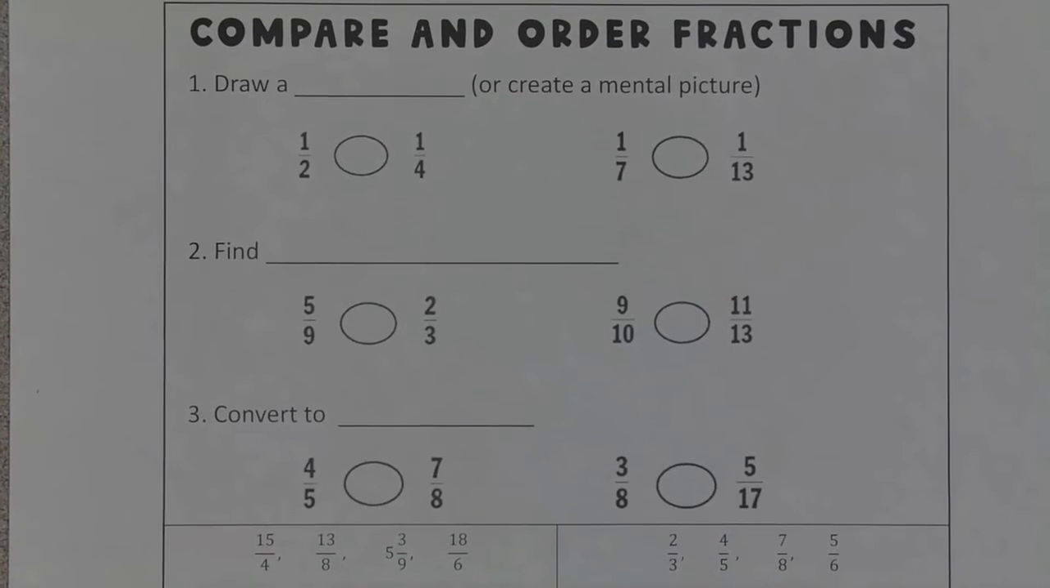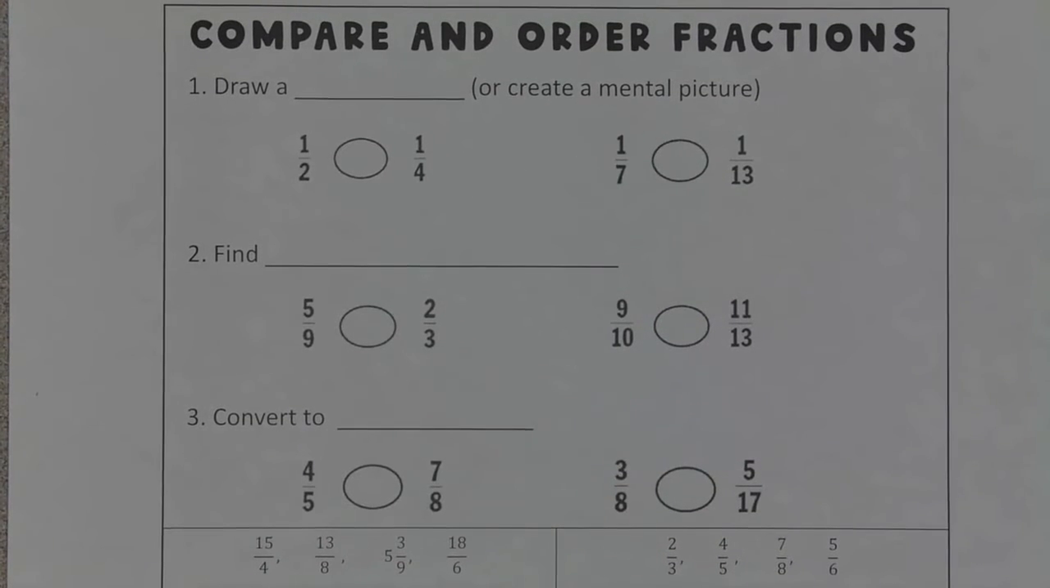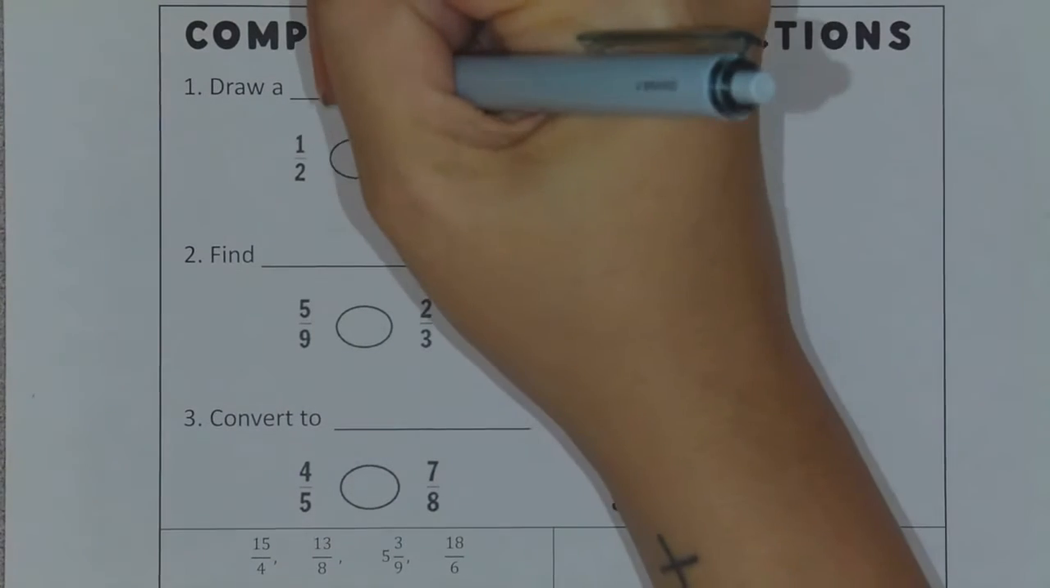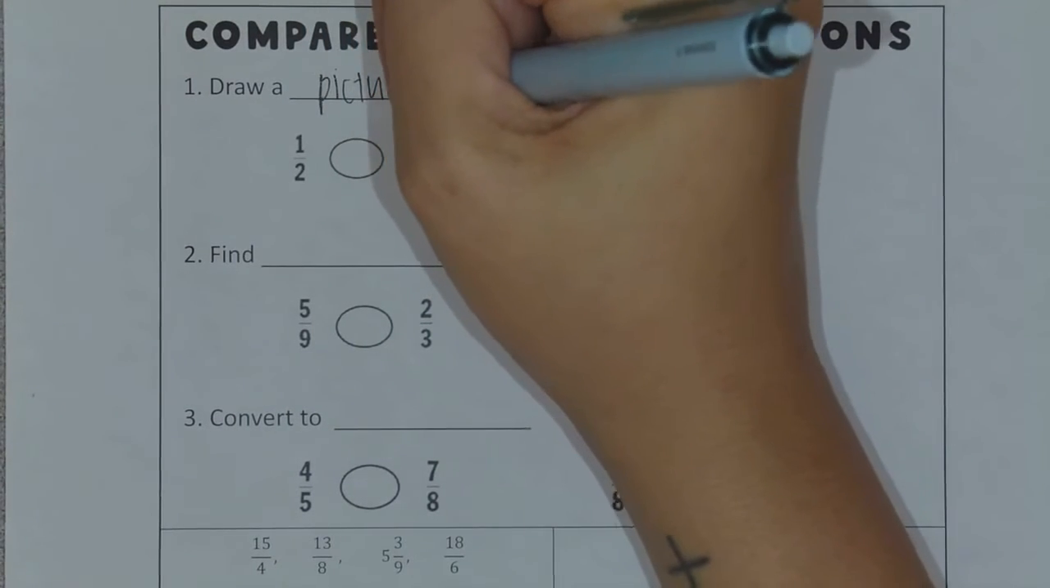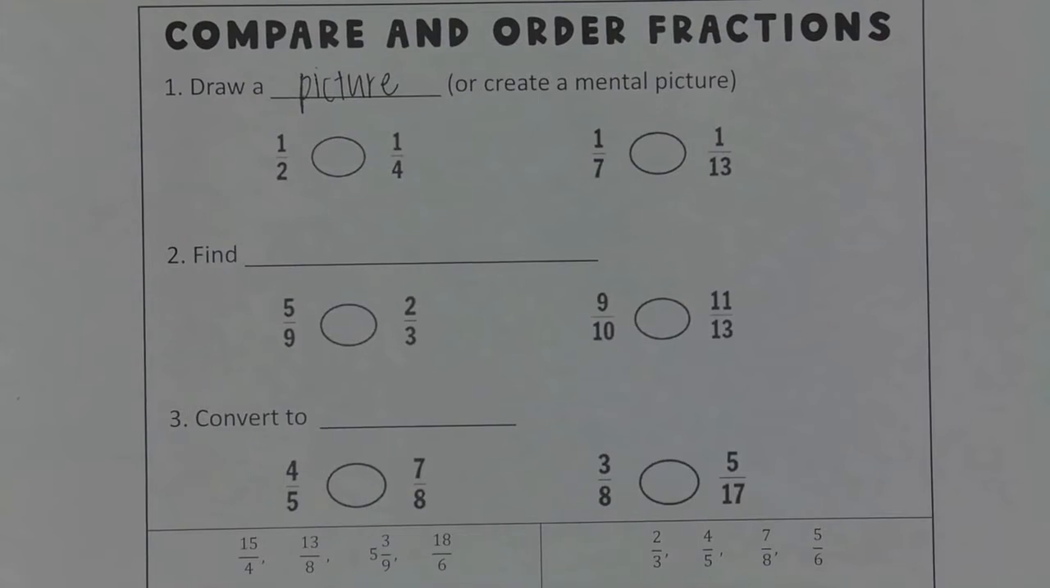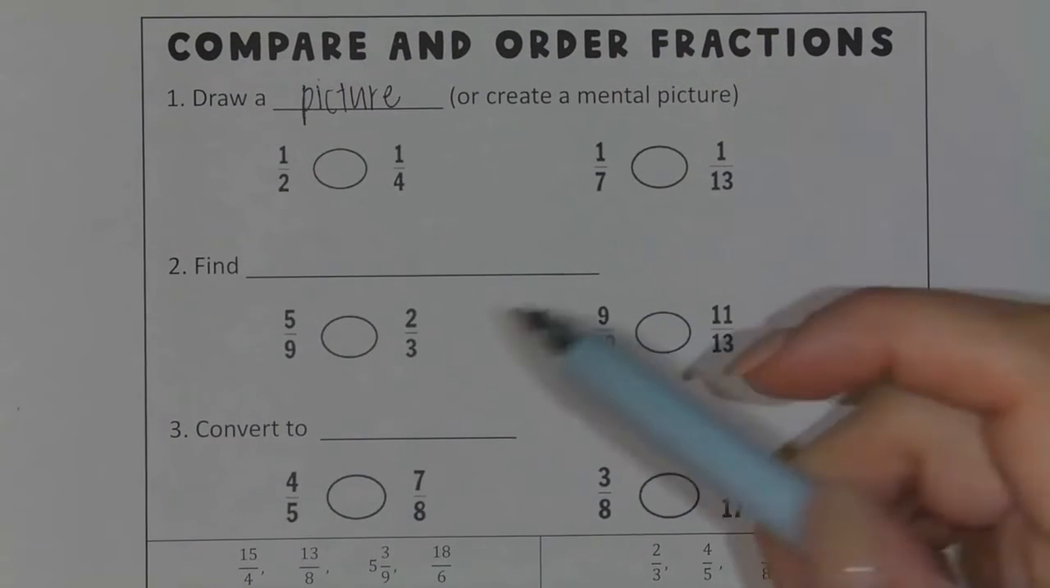All right, so when we compare and order fractions, there are always three strategies that I would use to do this. The first one is you can draw a picture, or if you're like me and your pictures are not great, create a mental picture, visualize what's happening.